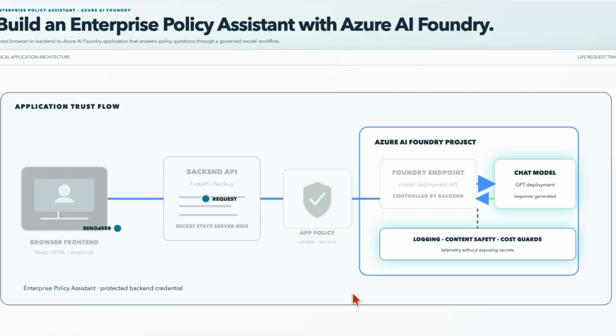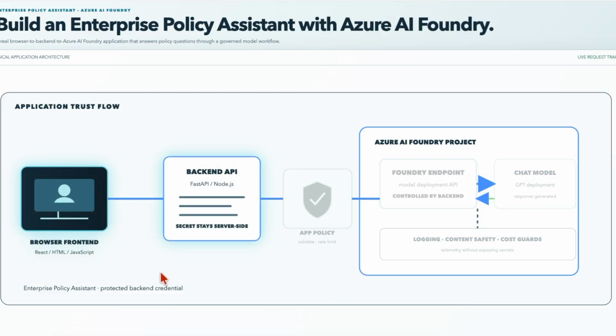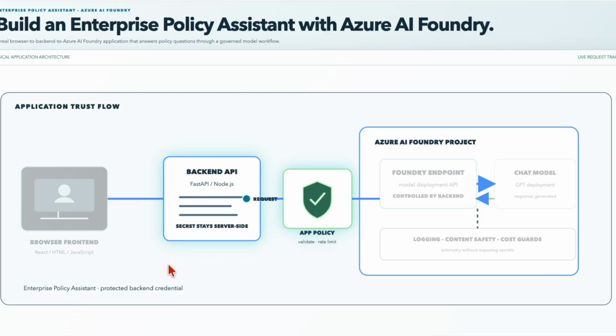Like, an employee asks a question such as what approvals are required before using a third-party AI model with confidential data. The assistant does not answer from a general conversation alone. It is configured to answer from approved enterprise policy documents through Azure AI Foundry.